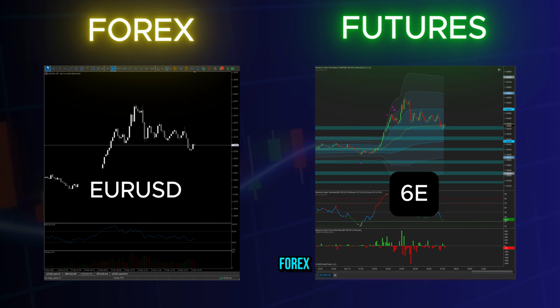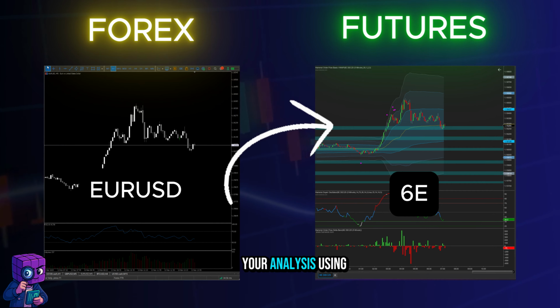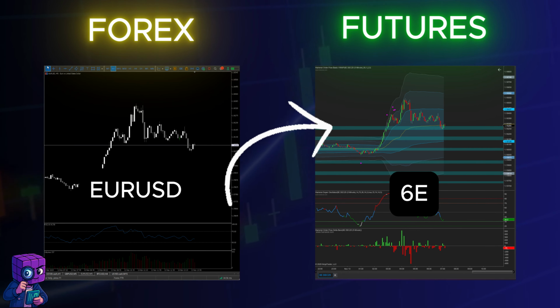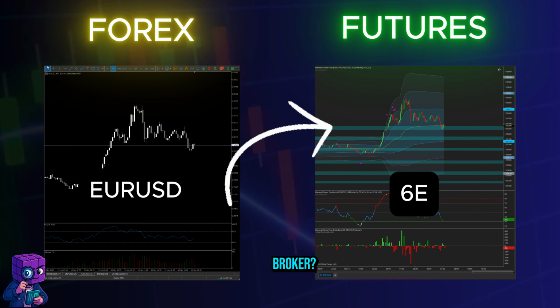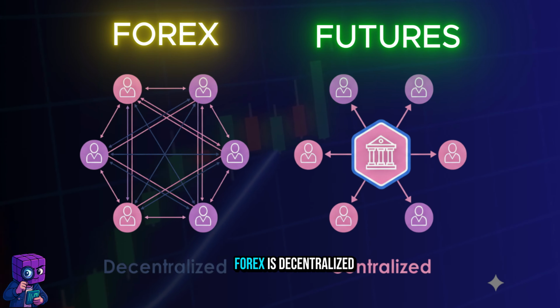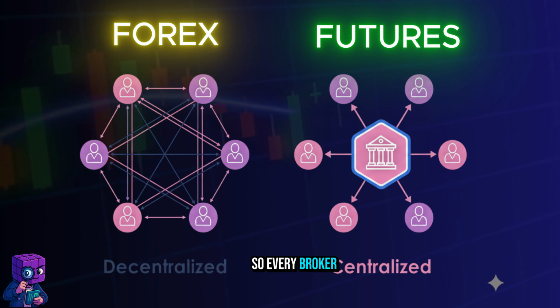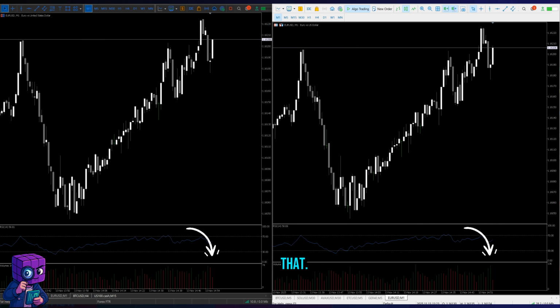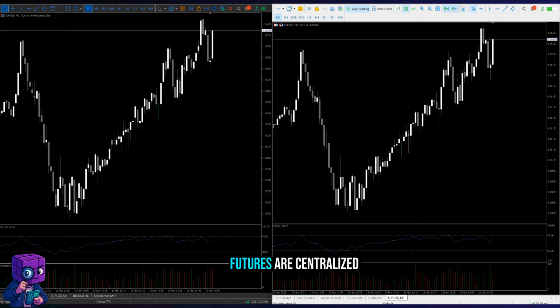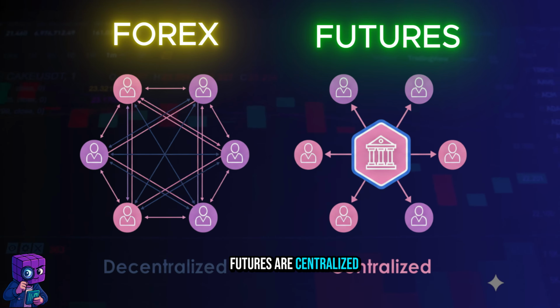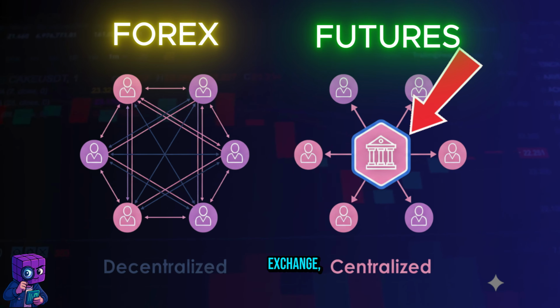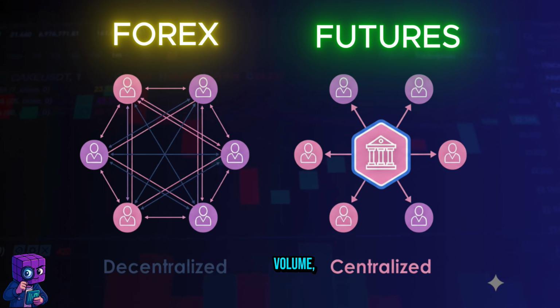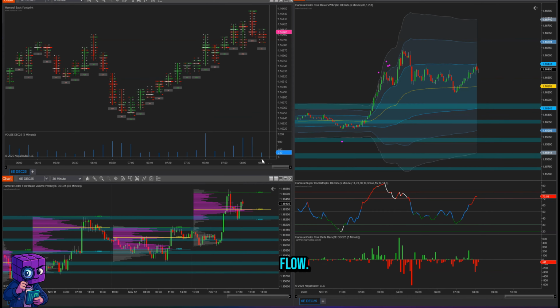Traders, are you trading Forex and want to upgrade your analysis using real order flow data, not just the volume from your broker? Here's the thing, Forex is decentralized, so every broker has different prices and volume, and you base your analysis on that. But how accurate is it really? Futures are centralized. All orders go through the exchange, so you see the real traded volume, real orders, and real order flow. Did you know you can use futures data to level up your Forex analysis?